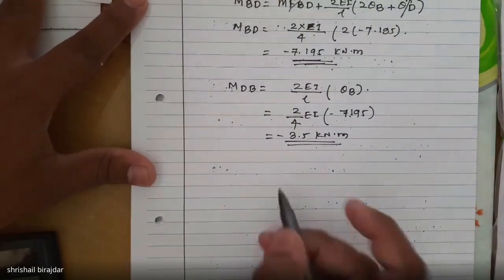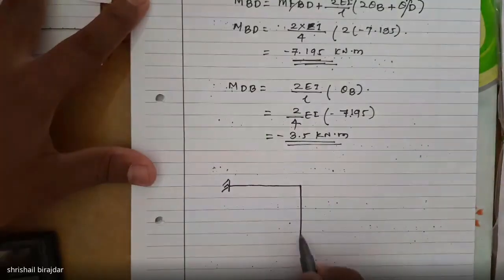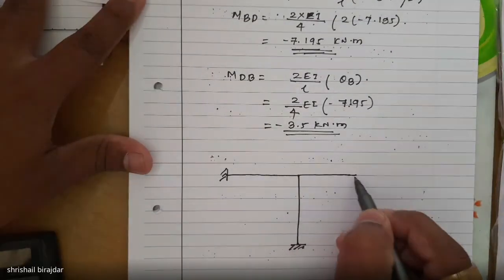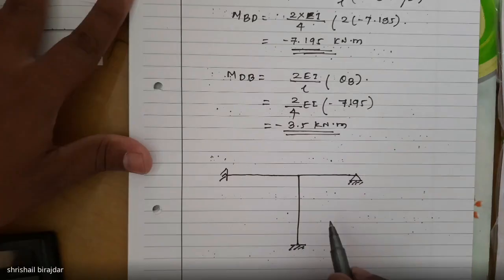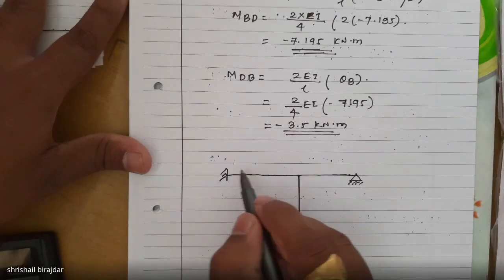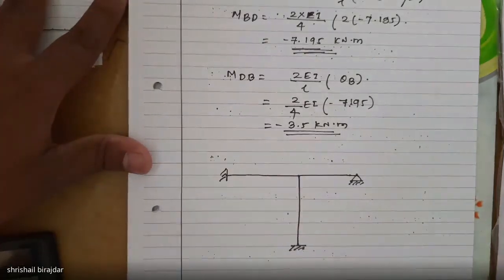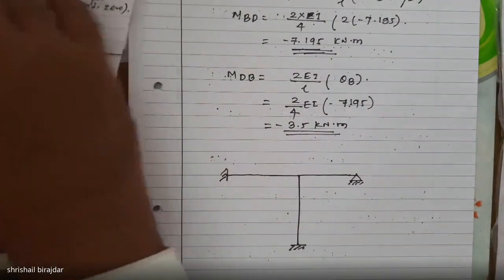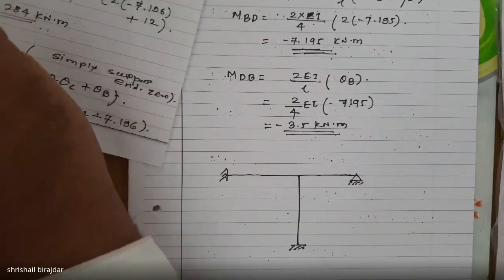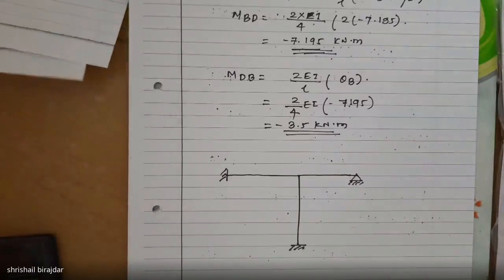After this, we need to draw the bending moment diagram, which is quite simple to draw for this type of frame. First of all, try to draw a simply supported bending moment diagram. For this, you have the loading as well as the span available. How much is the load? See this particular problem once again. Okay, see the first problem.